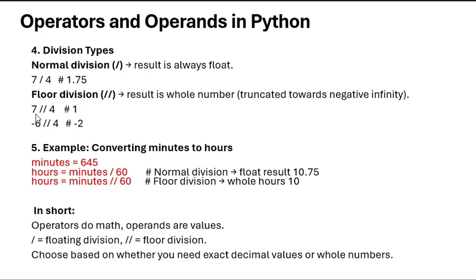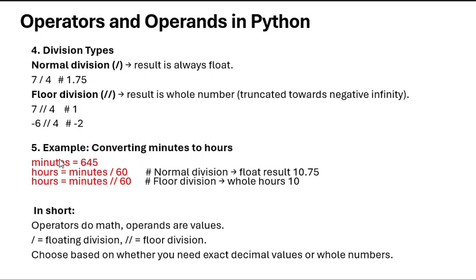For floor division, 7 floor divided by 4, it will give the output as 1, which means the result is a whole number. The result will be a whole number only. If you take minus 6 floor division 4, it will give minus 2. It is truncated towards negative infinity. Here we got 1.75. Here we got 1, which means it is running towards negative infinity, not the positive infinity. We have minus infinity, 0, infinity. It is running towards negative infinity.